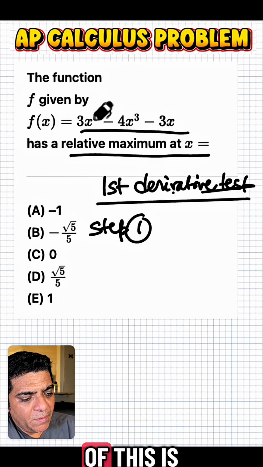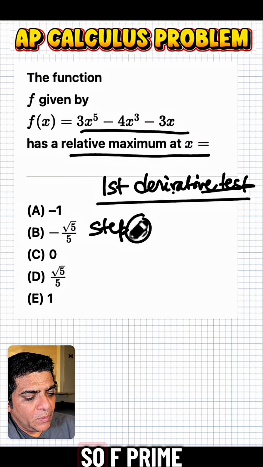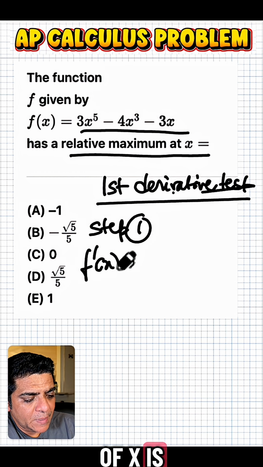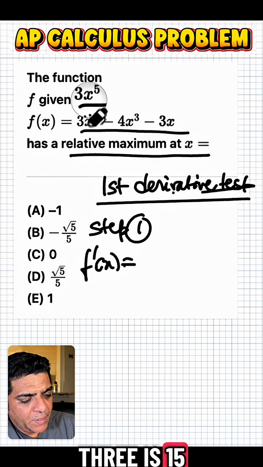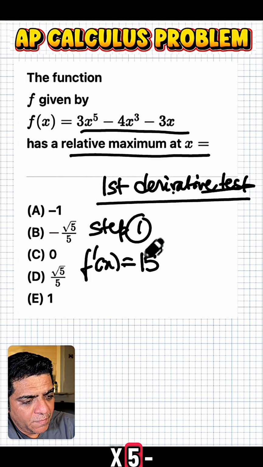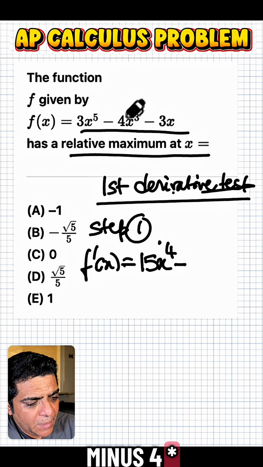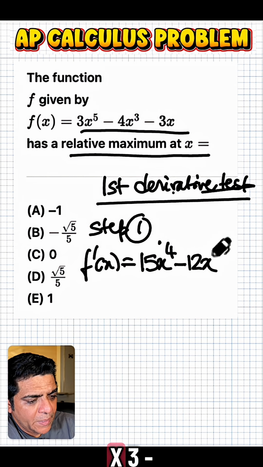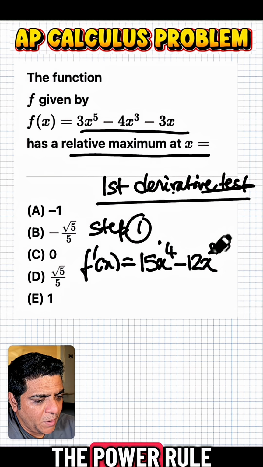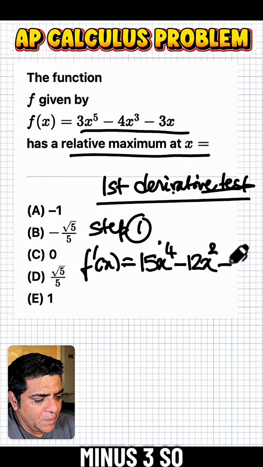So the derivative of this, we're going to use the power rule. So f prime of x is 5 times 3 is 15, x to the 5 minus 1 is 4th, minus 4 times 3 is 12, x to the 3 minus 1 is 2. So just using the power rule, and then the x will disappear, minus 3.